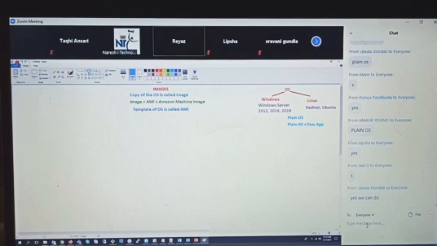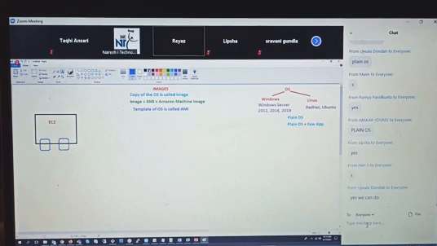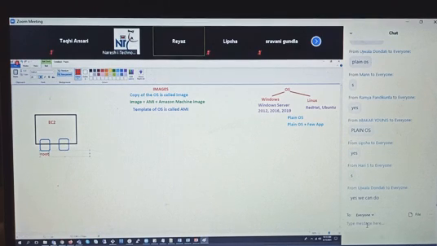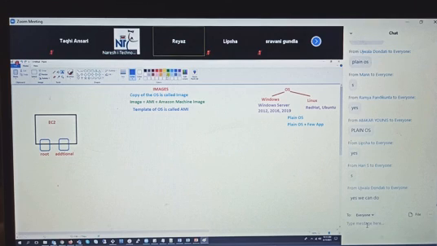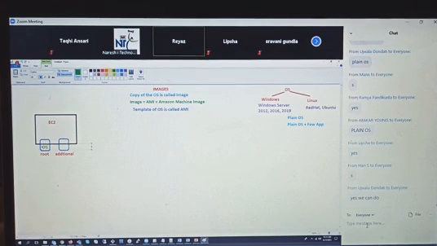Let me give an example. Let's say this is our EC2 instance. This is EC2, and in this we have volumes. This is the root volume, and this is an additional volume. And you know very well that the root volume has the operating system.